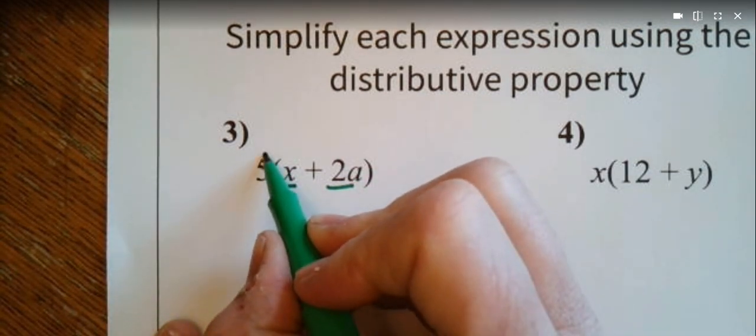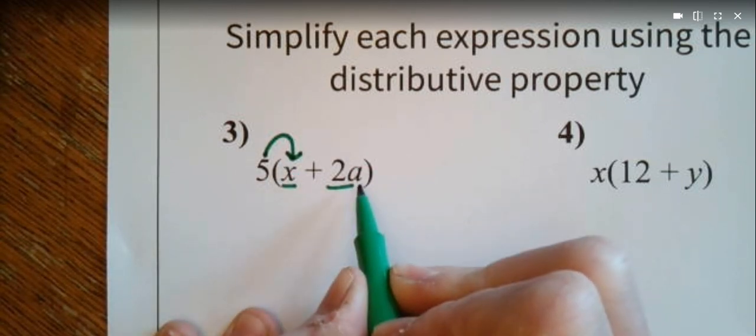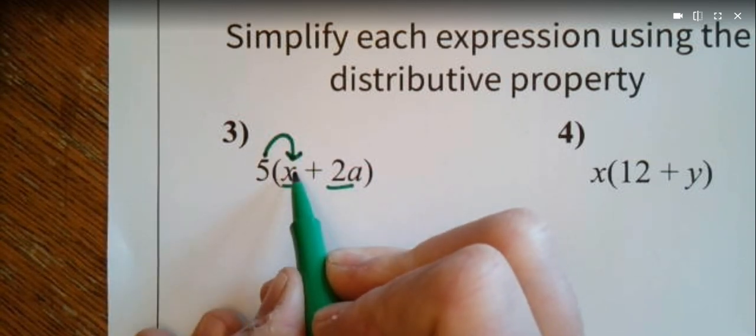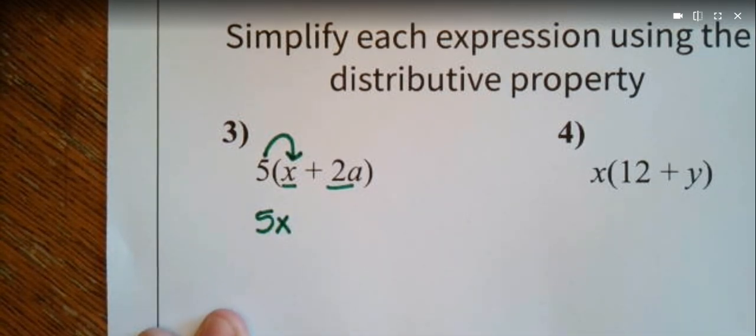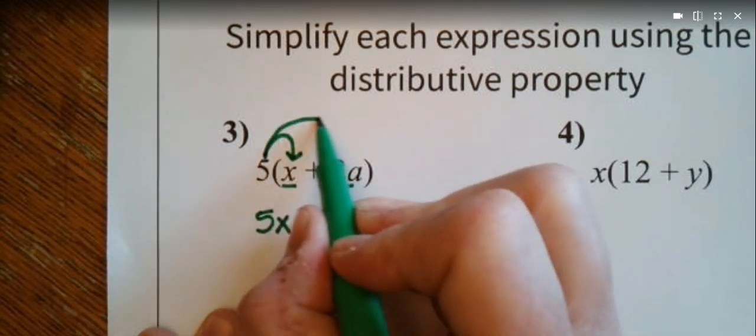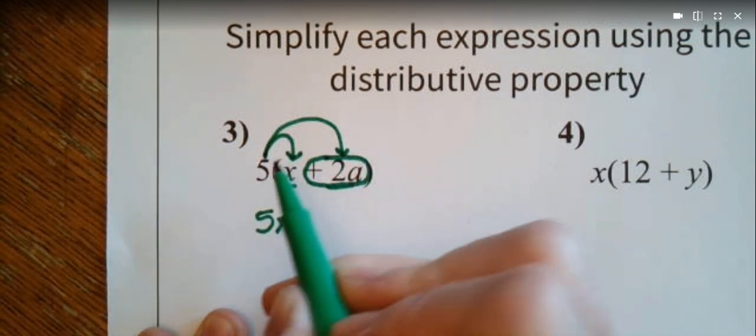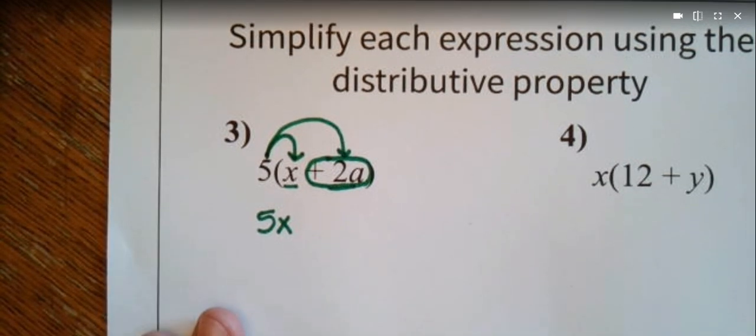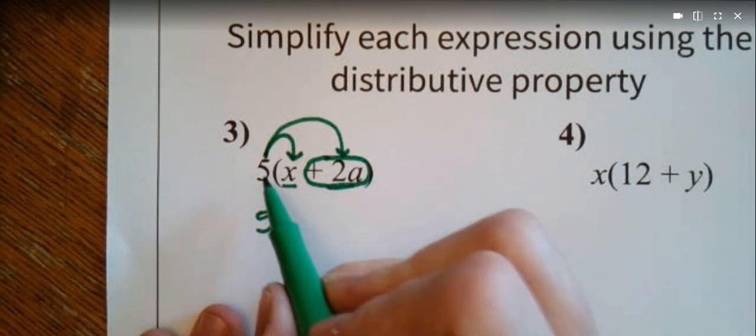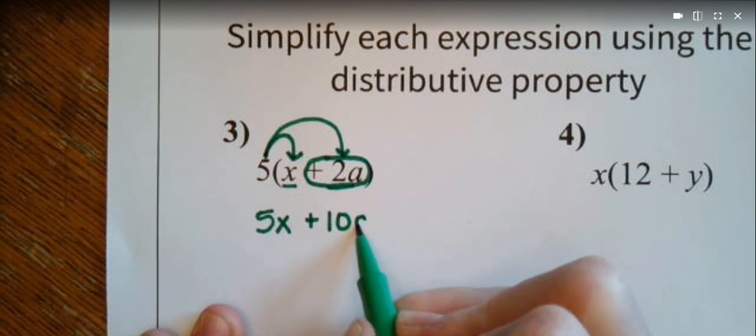So I'm going to take 5 times the very first term inside this quantity. 5 times x, 5 groups of x. That would just be written algebraically as 5x. Now I'm going to take 5 and I'm going to multiply it by positive 2a. 5 times positive 2a. Well, that's 5 groups of 2a. 5 times 2 is positive 10. I would have positive 10a.